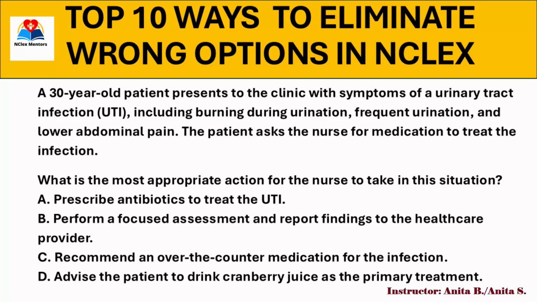The options given to you on the screen are: Option A, prescribe antibiotics to treat the UTI. Option B, perform a focused assessment and report findings to the healthcare provider. Option C, recommend an over-the-counter medication for the infection. Option D, advise the patient to drink cranberry juice as the primary treatment.